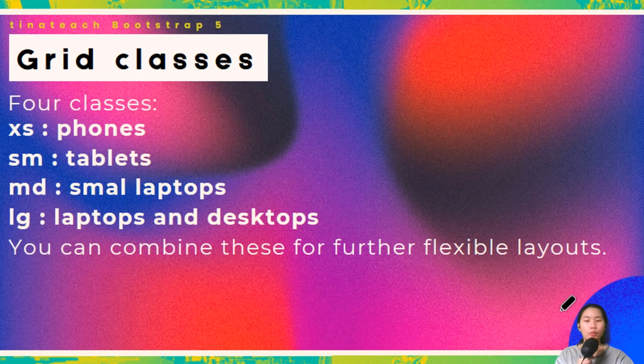First off, we're going with grid classes. There are currently 4 classes. Extra small for phones, small for tablets, medium for small laptops, and large for both laptops and desktops, okay? You obviously can combine these for further dynamic and flexibility.